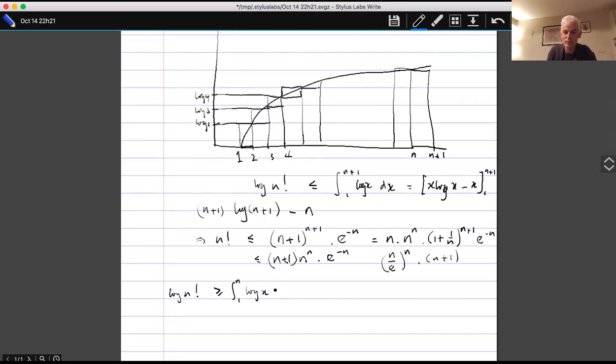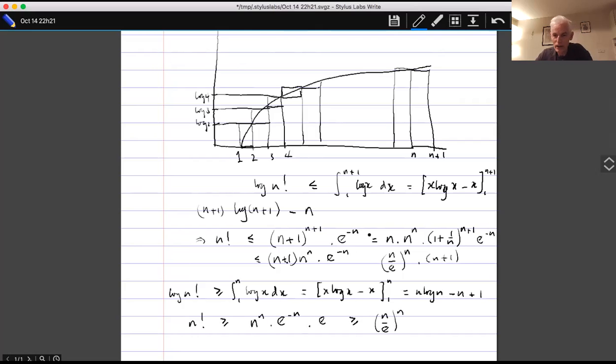So this is slightly nicer. Again, it's x log x minus x, but now the limits are n and 1. So we get n log n minus n plus 1. So exponentiating both sides, n factorial is greater than or equal to n to the n times e to the minus n times e, which, let's forget that e, is bigger than or equal to n over e to the n. If you really like that extra e, then fine, you can have it.